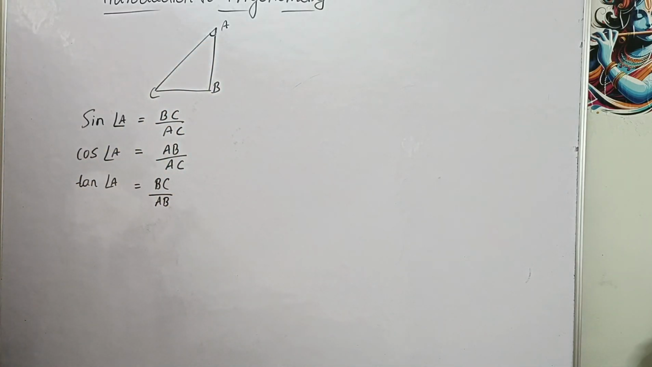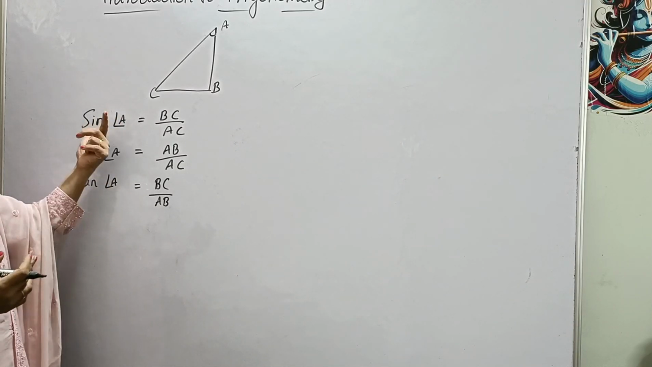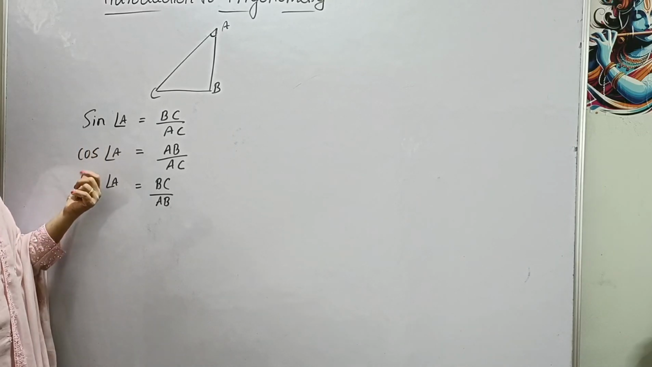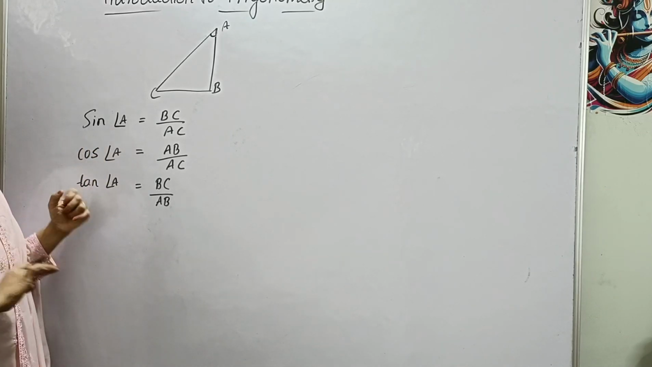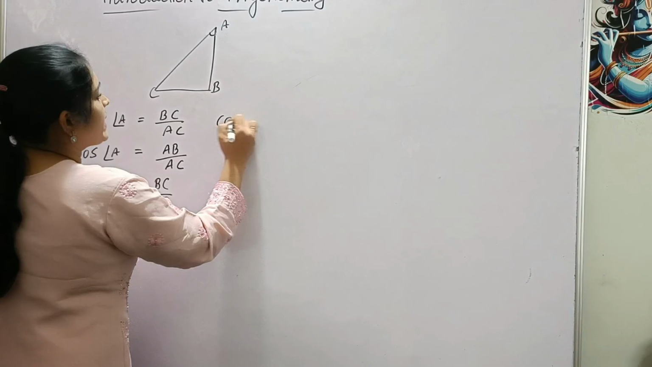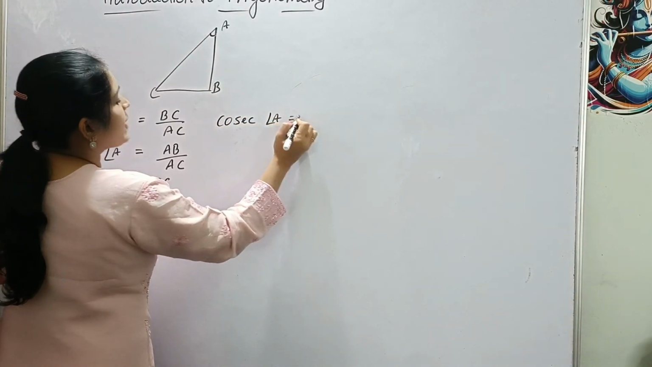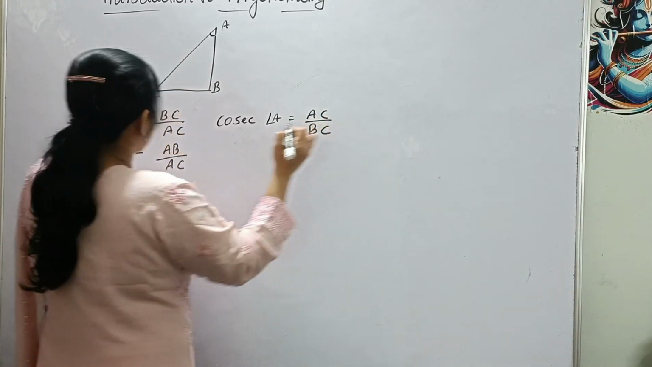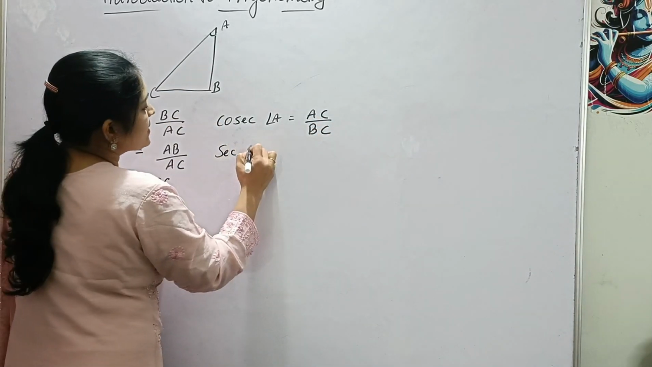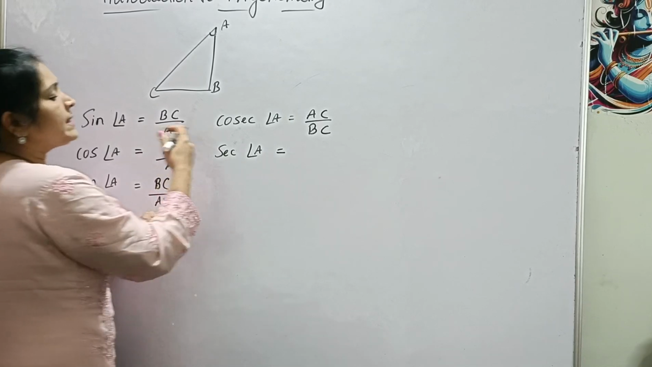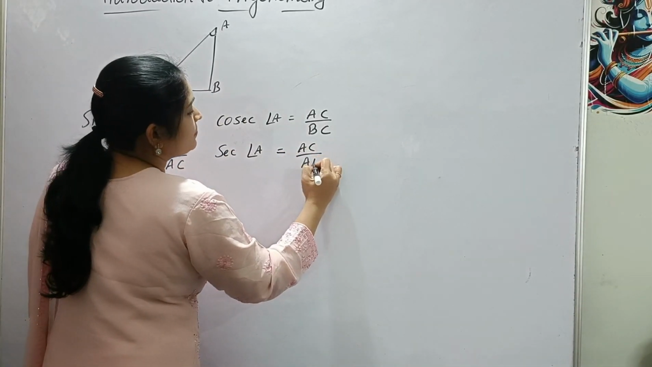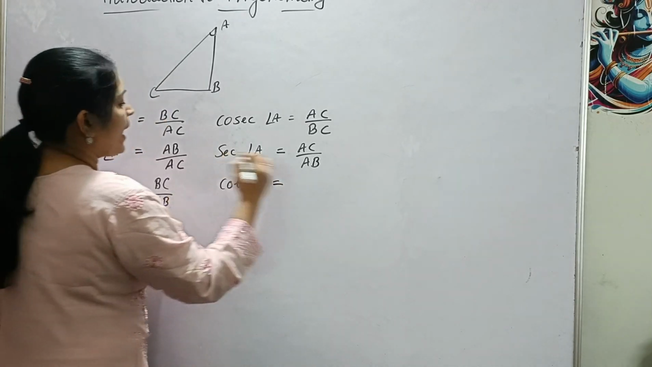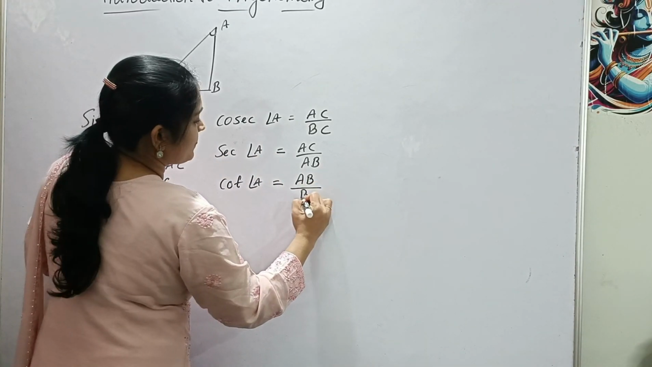And the other three ratios we can write as reciprocals: cosec is the reciprocal of sine, sec is the reciprocal of cos and cot is the reciprocal of tan. So cosec A is equal to AC divided by BC, sec A is equal to AC divided by AB, and cot A is equal to AB divided by BC.